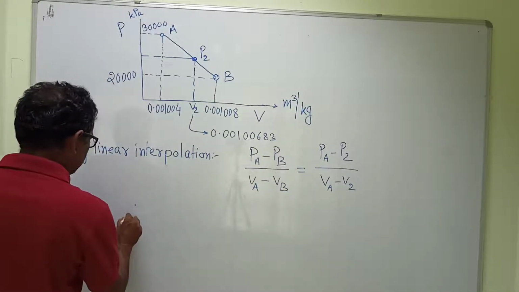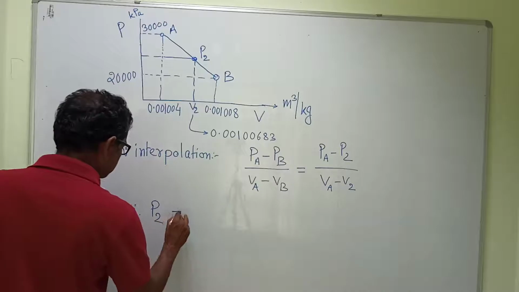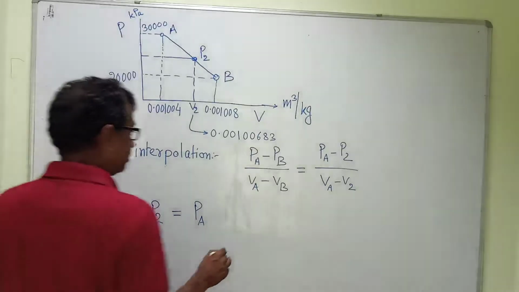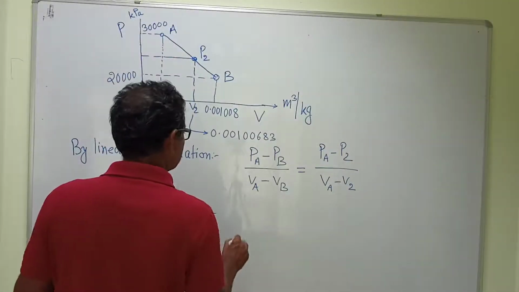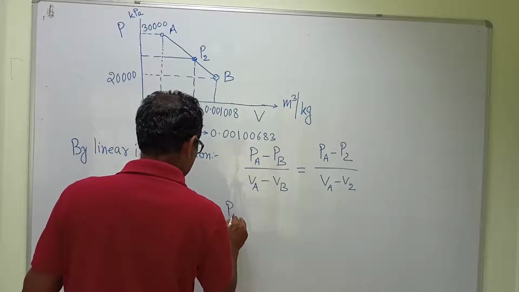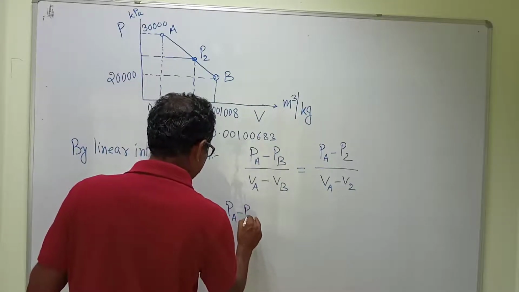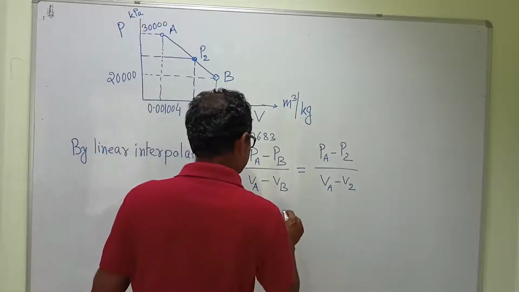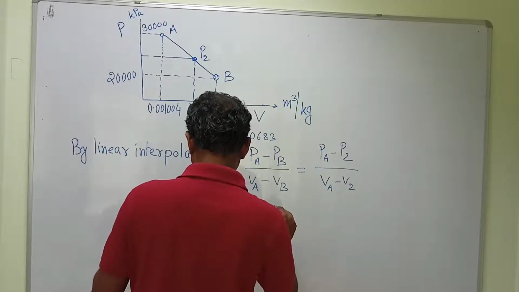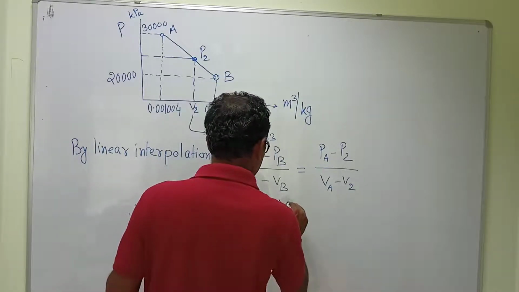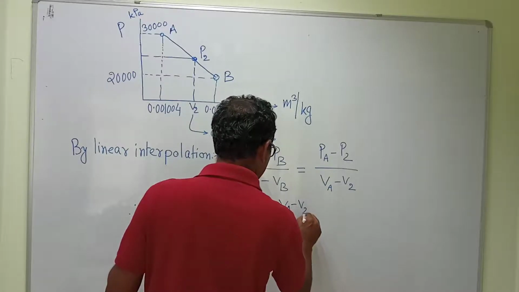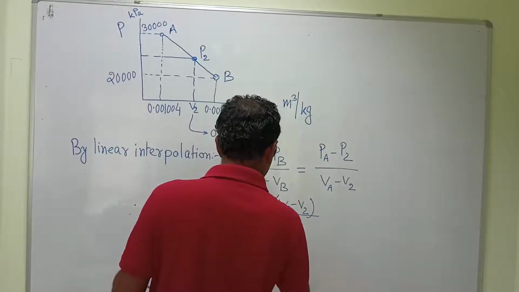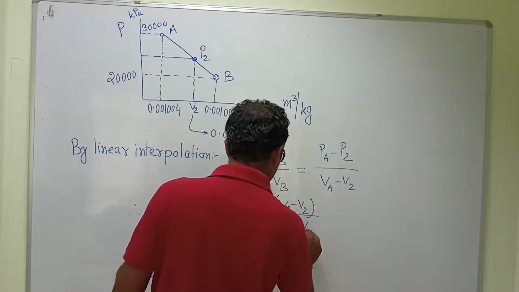So therefore we can find out that P2 is equal to PA minus PB, multiplied by (VA minus V2) divided by (VA minus VB).